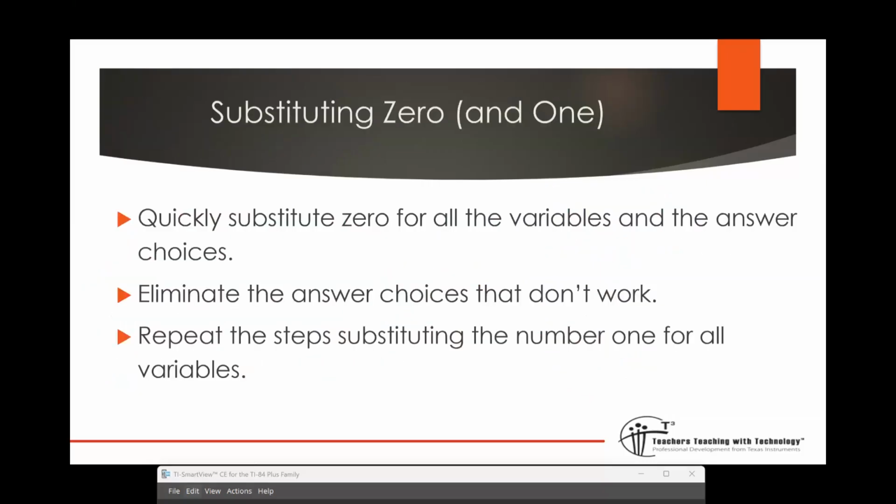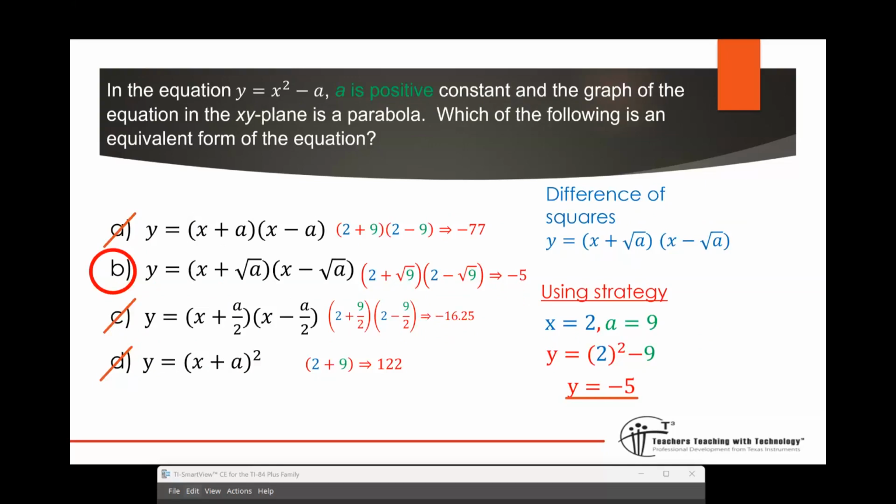Yeah, and some of them they might be able to toss out quickly. I just saw the last one, 2 plus 9 squared. Yeah. That's going to be way too big, right? And so not even close.